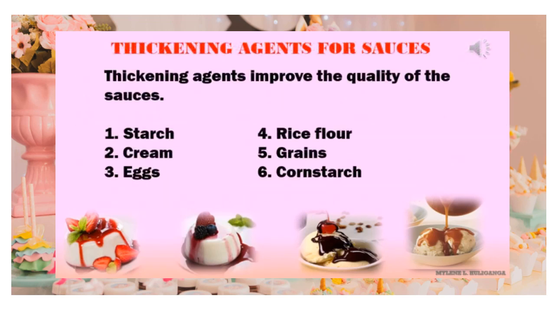Thickening agents for sauces. Thickening agents improve the quality of the sauce. Ingredients used to thicken sauces are starch, cream, eggs, rice flour, grains, and cornstarch.